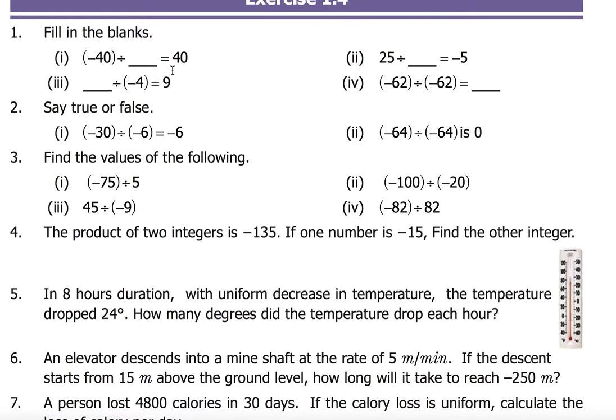Now let's place the value. Minus 36 divided by minus 4 is 9. And this one is 1. Say true or false. This is false, and this one is also false. Find the values of the following. This is minus 25, this is 5, this is minus 5, and this is minus 1.